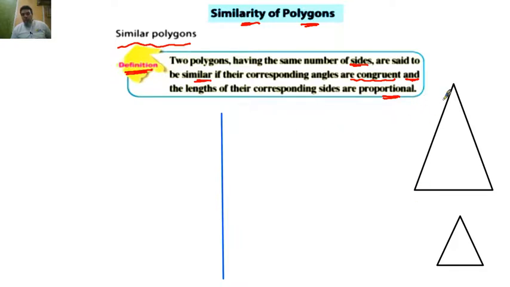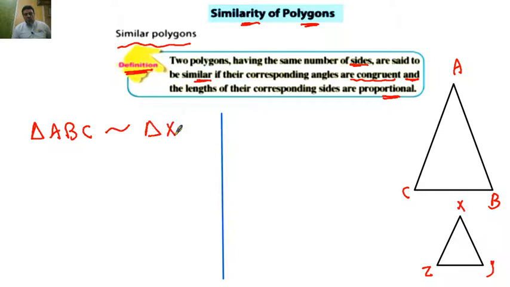If the two triangles ABC and XYZ are similar, we write triangle ABC similar to triangle XYZ. The two triangles are written in the same order. We have two relations: sides and angles, or angles and sides.